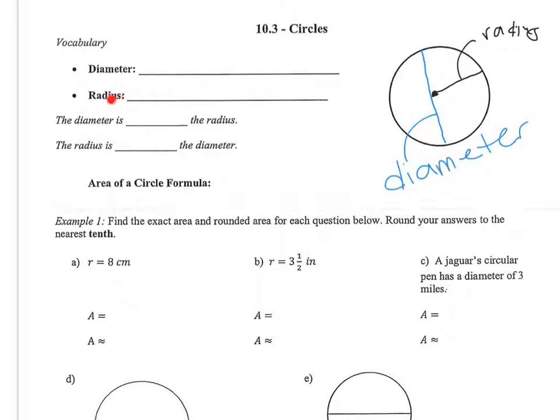And a radius is half a diameter. So the diameter is 2 times the radius. The radius is half of the diameter. So if you know, I'll make a chart.